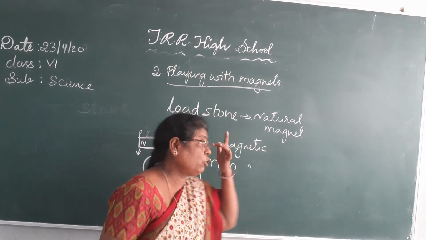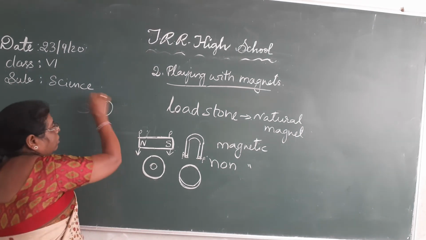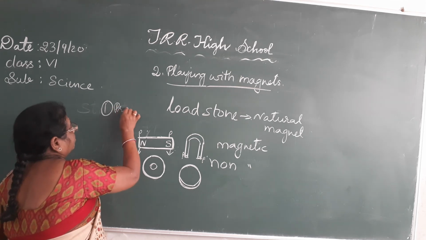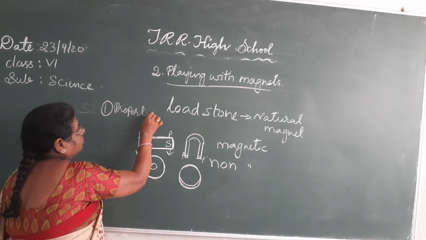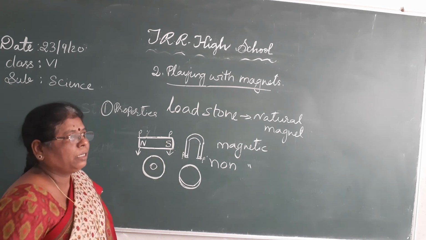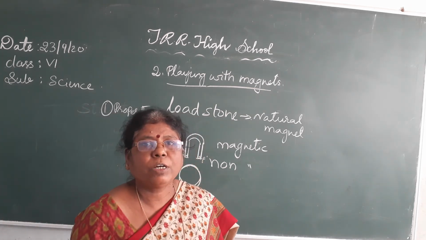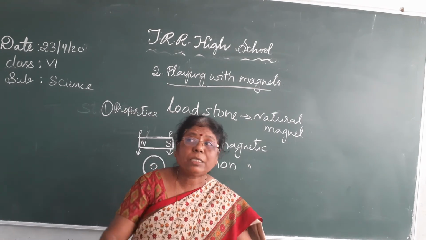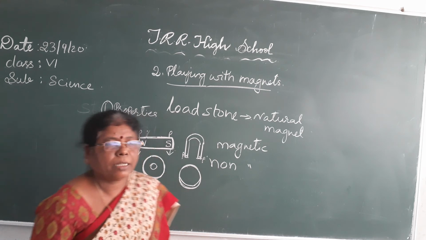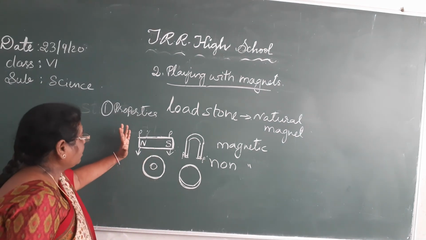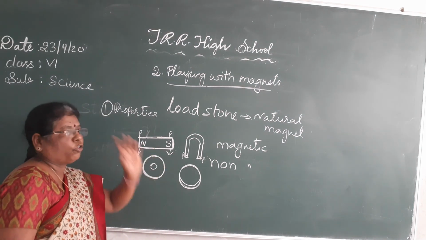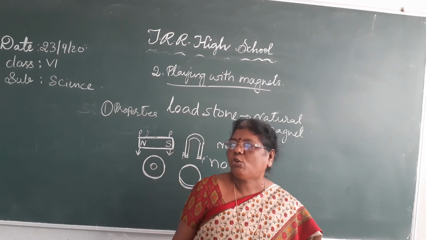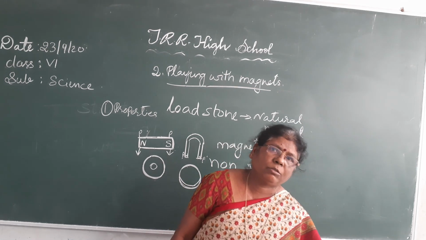Now these are the properties of the magnet. The first property is the attractive property. The magnet attracts magnetic materials, and you find more magnetic property towards the North and South Pole. Okay children, next session I will explain the directional property. Okay, thank you.